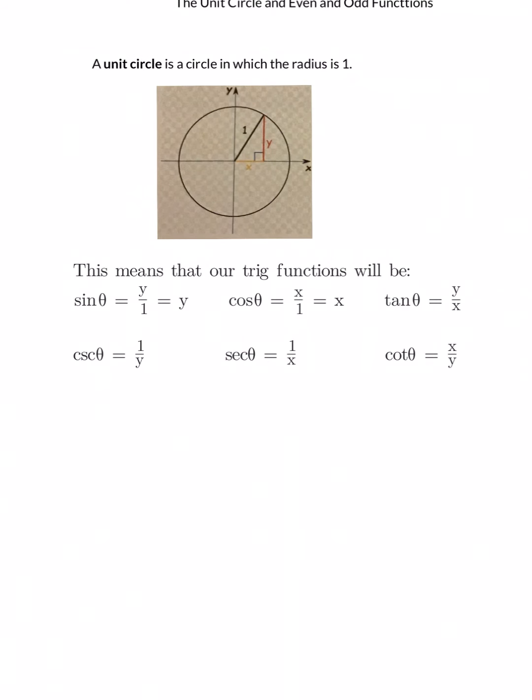If we go back to how we defined our trig functions and use 1 for r, because now we are in a circle that has a radius of 1, then the sine becomes y over 1, which is just y. The cosine of theta becomes x over 1, which simplifies to be x. Tangent will not change because tangent does not have r in its definition. Tangent is still y over x.